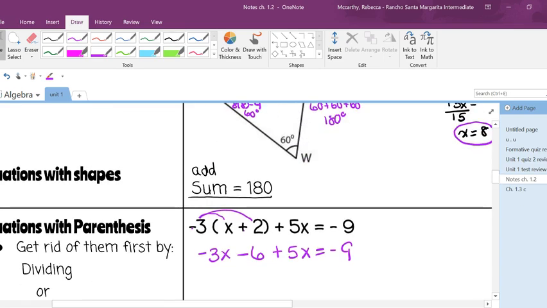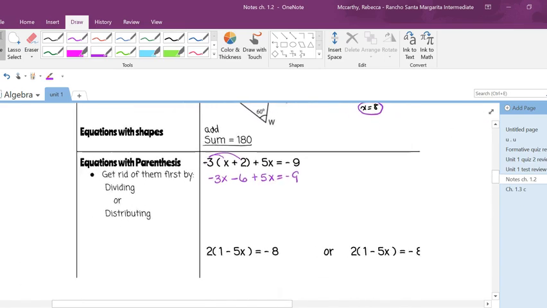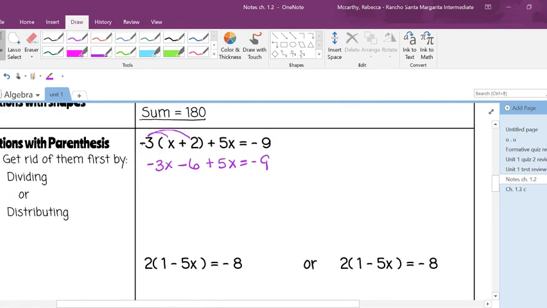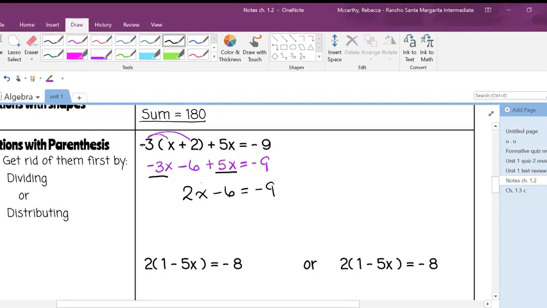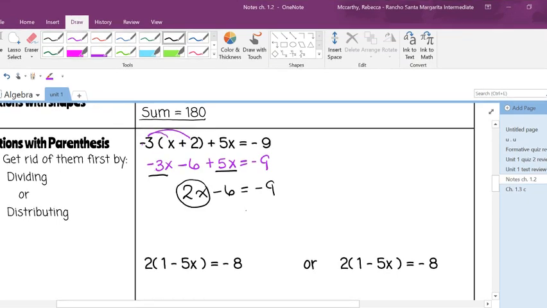Now, according to my list, now I should combine my like terms. Okay, so now I have something that's familiar. Signs are different, so I should subtract them, and I have more positives. So I have 2x minus 6 equals negative 9. Here's my variable. Line up your equal signs.